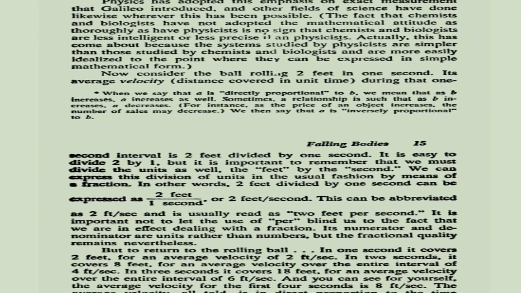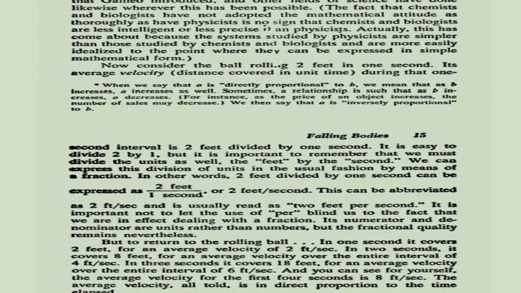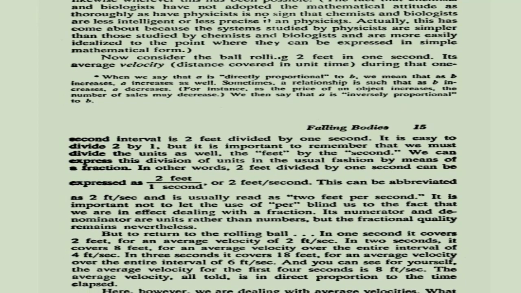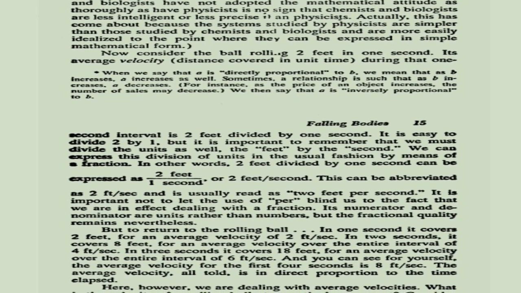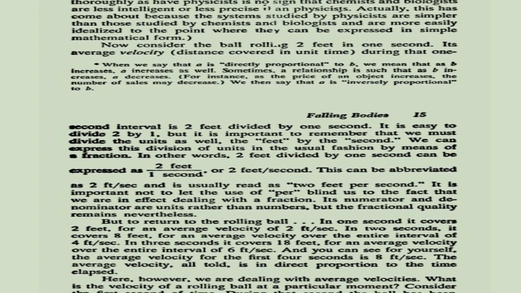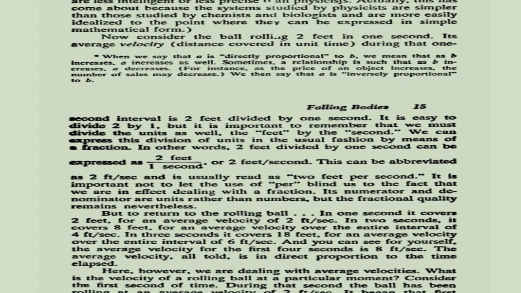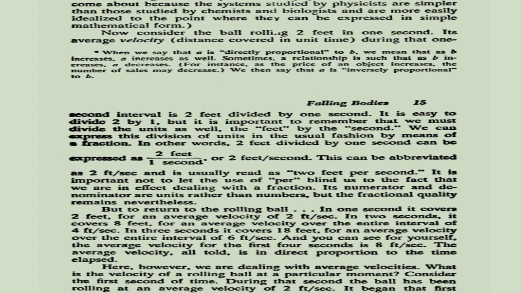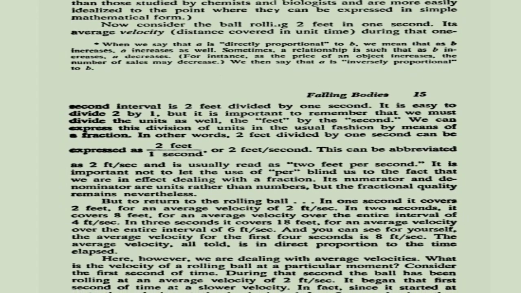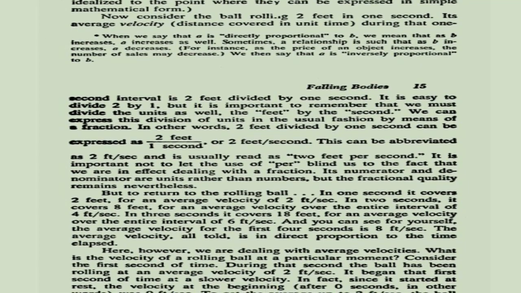Here, however, we are dealing with average velocities. What is the velocity of a rolling ball at a particular moment? Consider the first second of time. During that second, the ball has been rolling at an average velocity of 2 feet per second. It began that first second of time at a slower velocity. In fact, since it started at rest, the velocity at the beginning, after 0 seconds, in other words, was 0 feet per second. To get the average up to 2 feet per second, the ball must reach correspondingly higher velocities in the second half of the time interval.